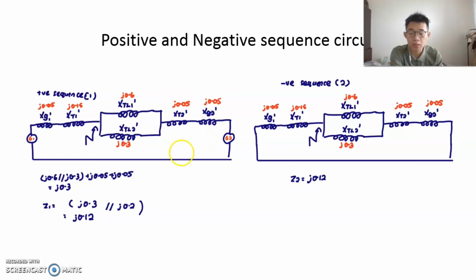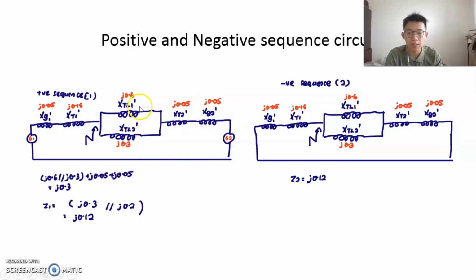Okay, since the question mentioned that the fault for this question is at bus 1, we are going to calculate the Thevenin impedance from bus 1 here. So we can see that the circuit on the right is in parallel with the circuit on the left. So we are going to solve the part on my right first.